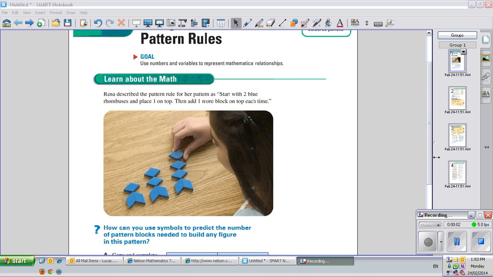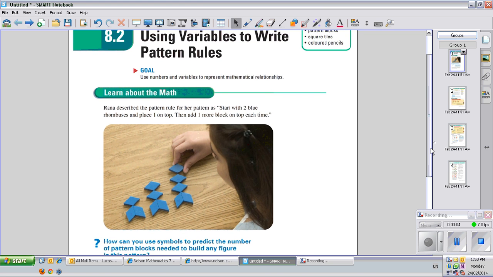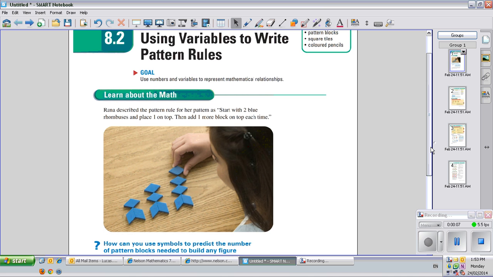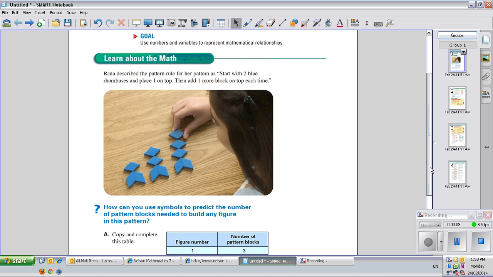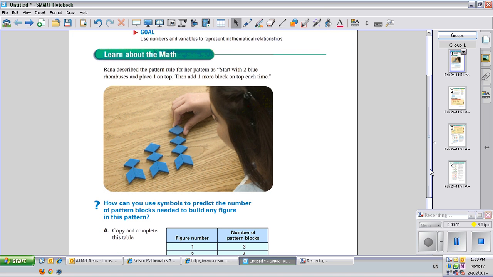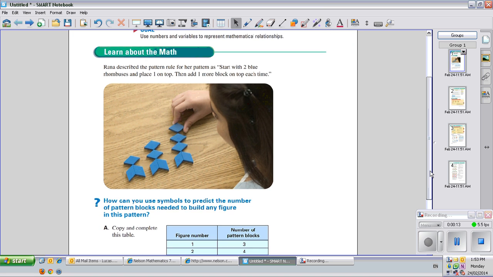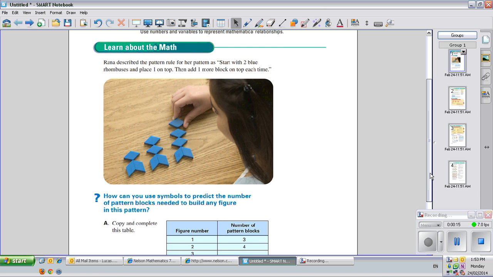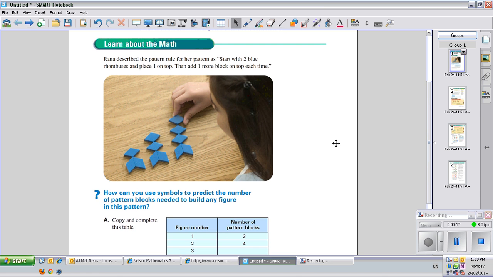Today we will be using variables to write pattern rules. The question is, we're going to describe the pattern rule for her pattern as start with two blue rhombuses and place one on top. Then add one more block on top each time.